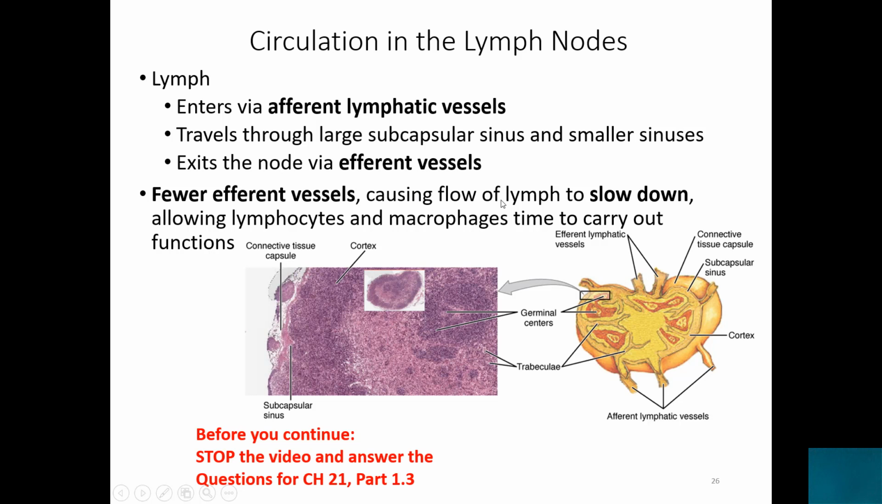That causes slowing down of the flow of the lymph. So those lymphocytes inside of the node and those macrophages would have time to carry out their functions, which are cleaning the lymph from cell debris, pathogens, which are bacteria, viruses, and also cancer cells.